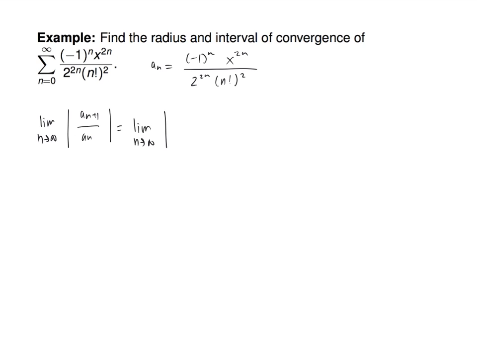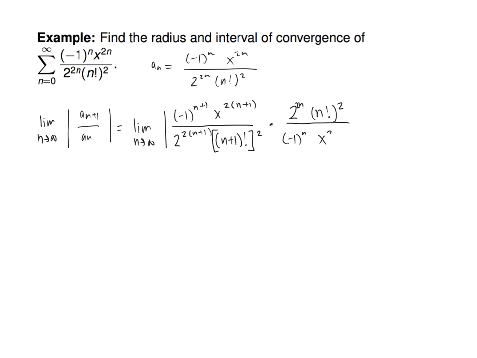Okay. So when you input n plus 1 on this one, just be careful to use parentheses. So you have negative 1 to the n plus 1, x to the 2 times parenthesis n plus 1, over 2 to the 2 times parenthesis n plus 1, and then n plus 1 factorial squared, divided by negative 1 to the n, x to the 2n, over 2 to the 2n, n factorial squared.